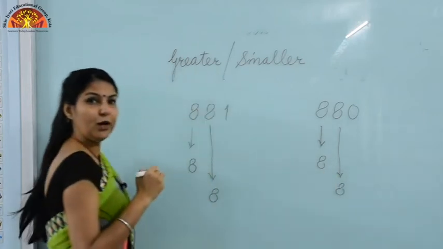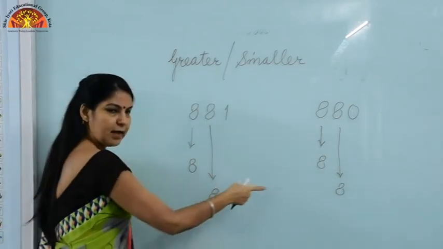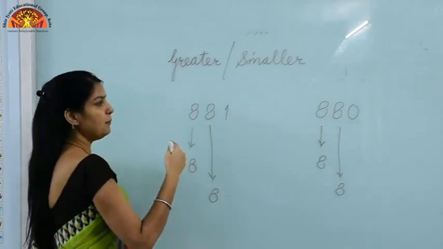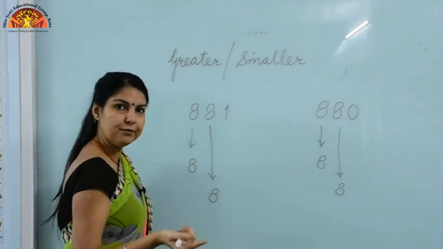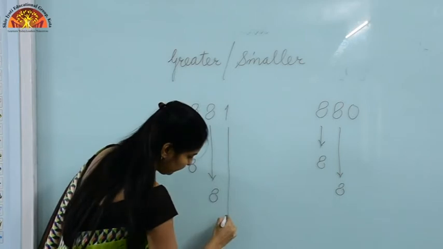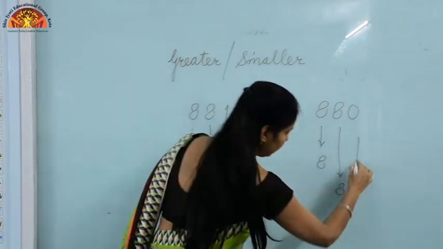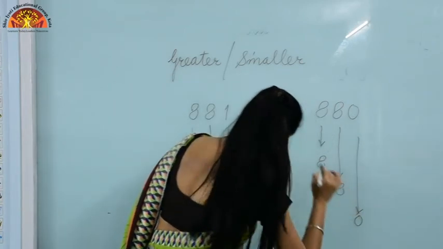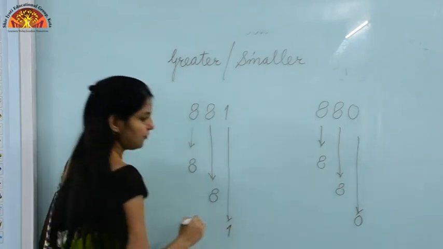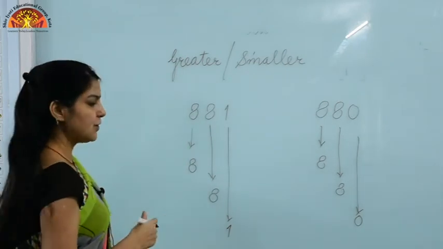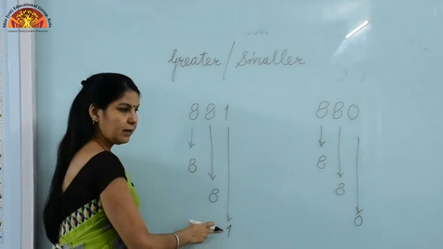So, what we will do now? These digits are equal. So, now we will compare the digits which are given at the ones place. Here 1 and here 0. You know very well which digit is smaller and which one is bigger. 1 is bigger than 0.